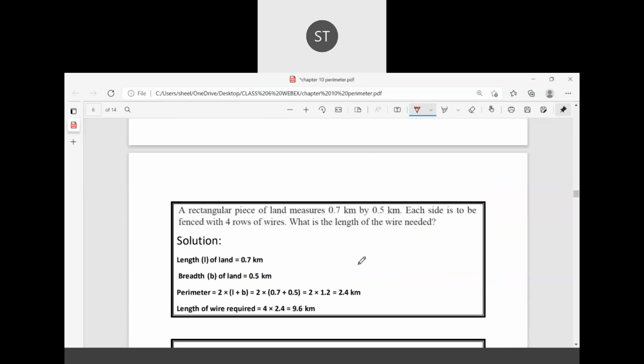Next, a rectangular piece of land measures 0.7 kilometer and 5 kilometer. Each side is to be fenced with 4 rows of wire. So this time what is the change? Last time we saw that it is to be multiplied by 3. Now this time we have to multiply it by 4 only, right? So first we have written the length, then the breadth, then we have calculated the perimeter. Now we have to multiply it by 4. So 4 into 2.4 is equal to 9.6 kilometer only, right? So this is the length of the wire required to fence with 4 rows of wire.